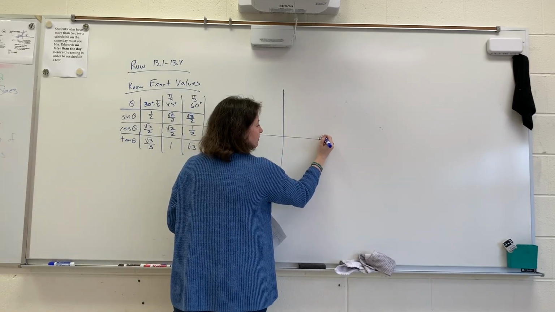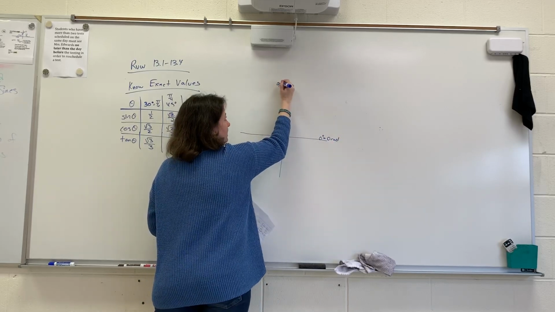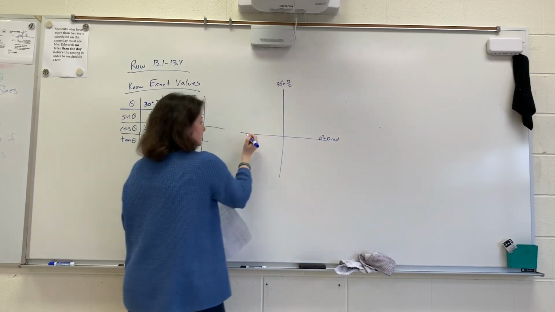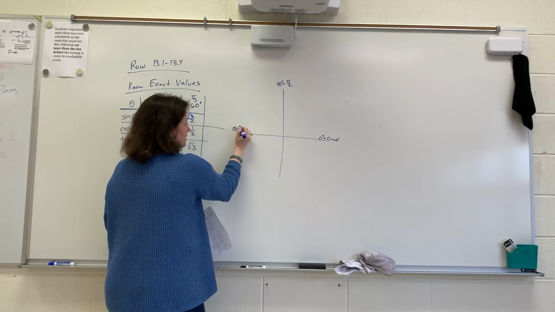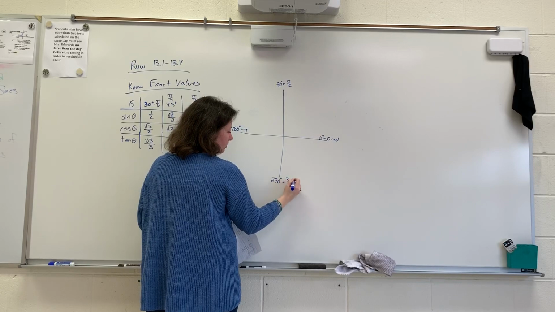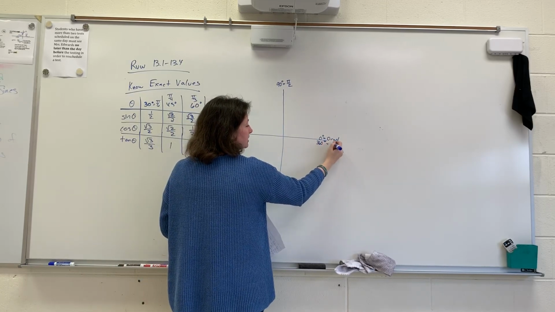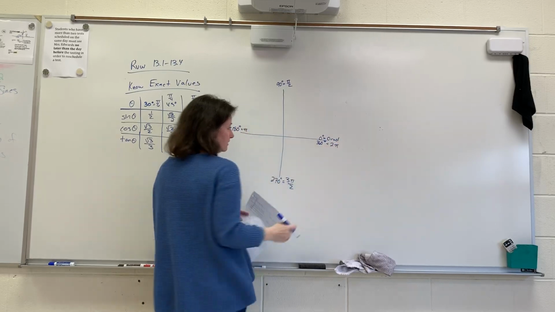We begin at 0 degrees, which is 0 radians. What's this angle? 90 degrees, which is pi over 2. What's this angle? 180 degrees, which is pi. What's this angle? 270 degrees, which is 3 pi over 2. And then we're back to 360, which is 2 pi radians.